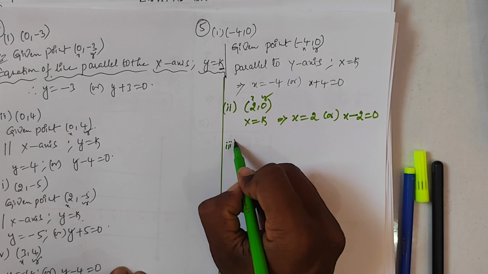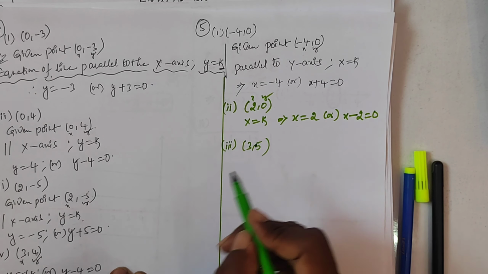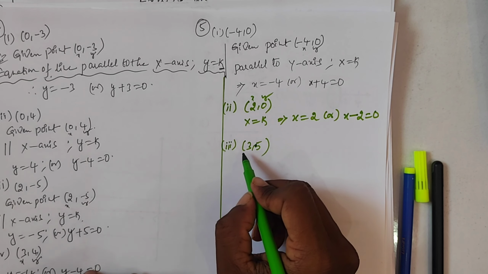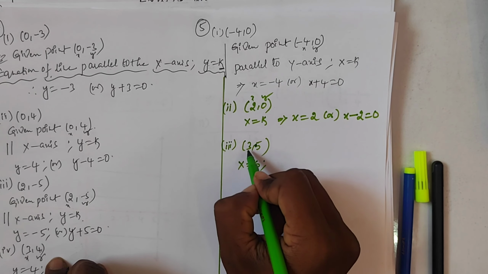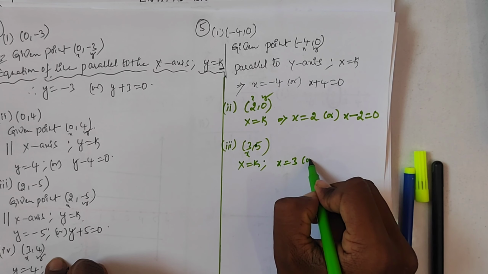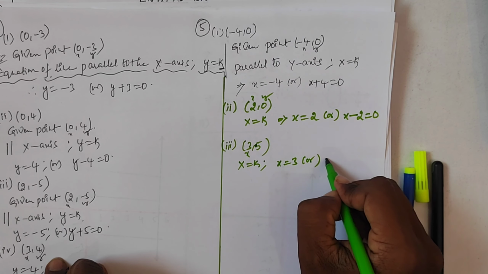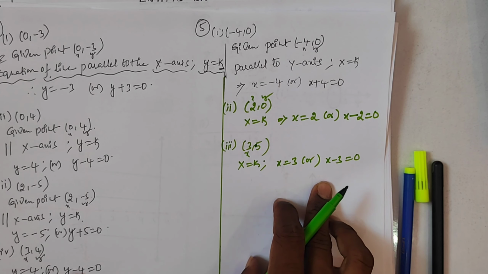Third one is 3 comma 5. You know, a line parallel to the y-axis is what? x equals any constant. x equals 3 is there. Then x equals 3, or transpose plus 3 becomes minus 3, nothing but x minus 3 is equal to 0.